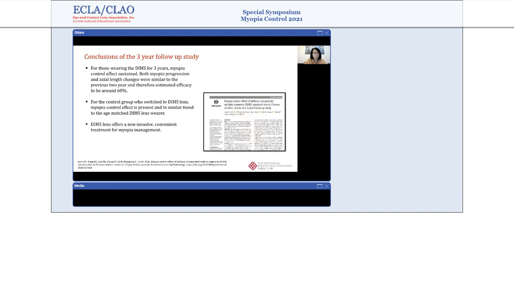So in conclusion, for those wearing the DIMS lens for 3 years, myopia control effect was sustained. Both myopia progression and axial length changes were similar to the previous 2 years, and therefore we estimated the efficacy to be around 60%. And for the control group who switched to DIMS lens, myopia control effect was present and in similar trend to the age-matched DIMS lens wearers. DIMS lens offered a non-invasive, convenient treatment for myopia management.